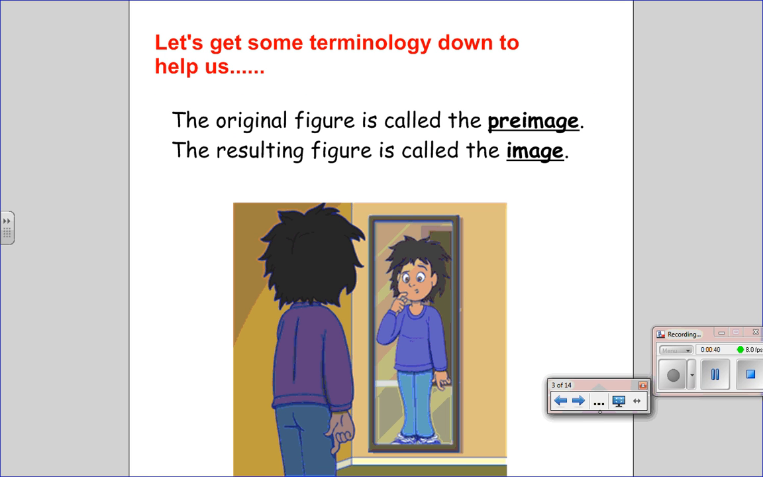So let's get some terminology down to help us out. First off, the original figure is called the pre-image. The resulting figure after we do a transformation is called the image. So when we talk about the before, it's the pre-image, the after is the image.